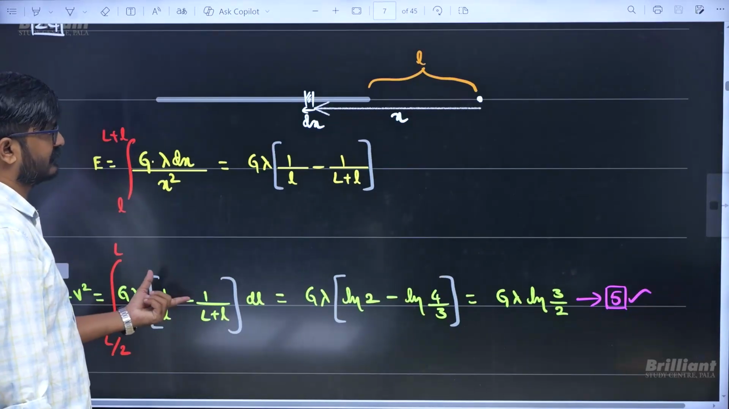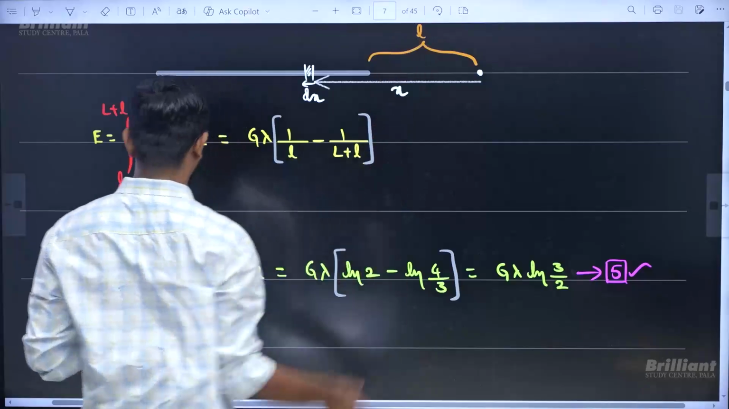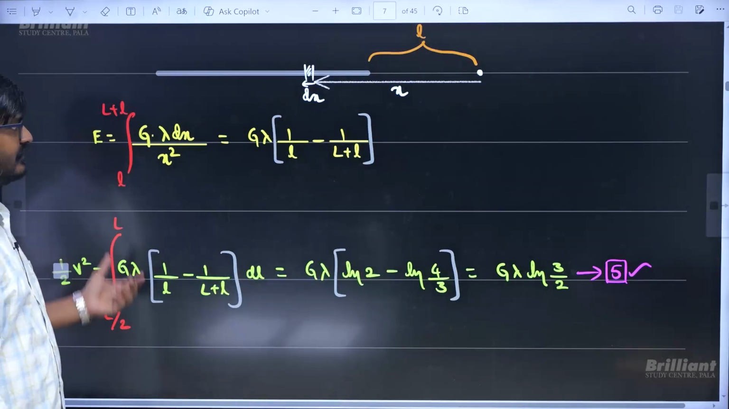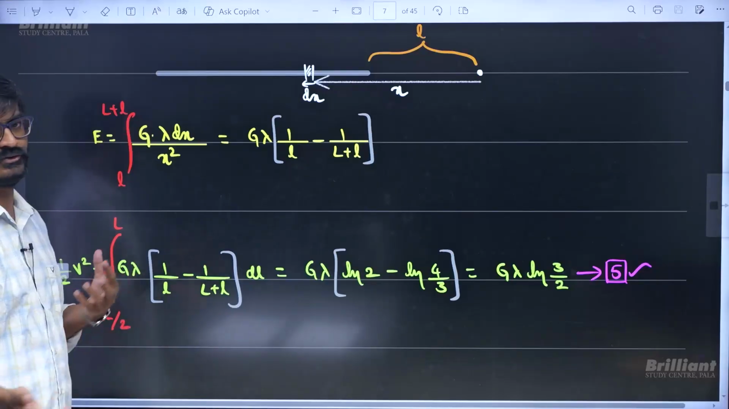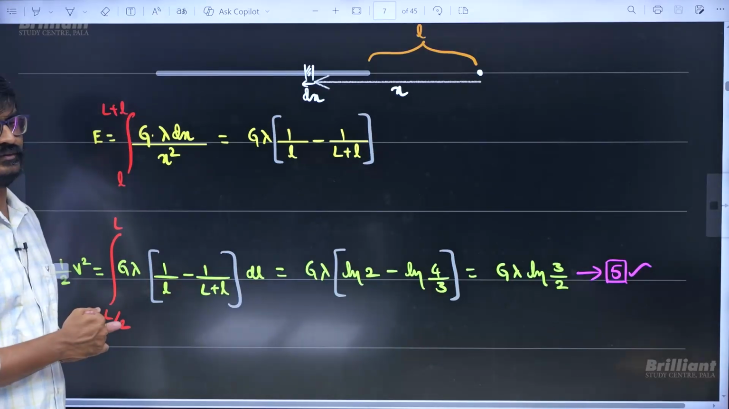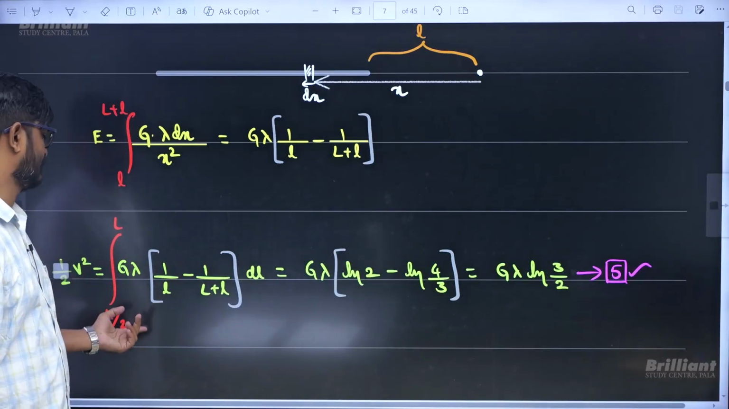Now according to the given question, that small l is varying from capital L to L by 2. I just need only the magnitude. Understand there will be negative symbols and all, but I know the work done by the gravitational field will be positive, which will be going as kinetic energy.